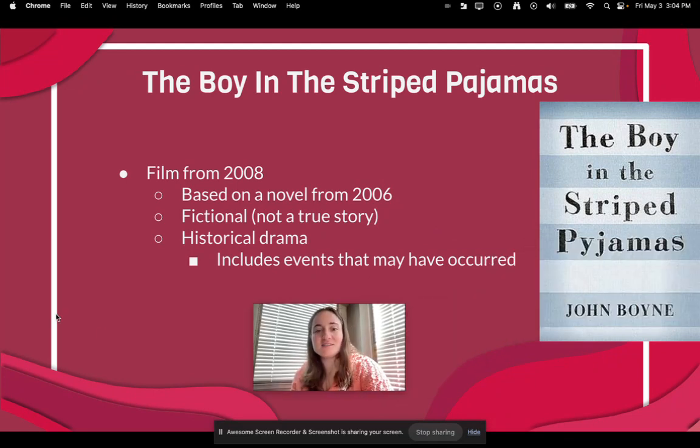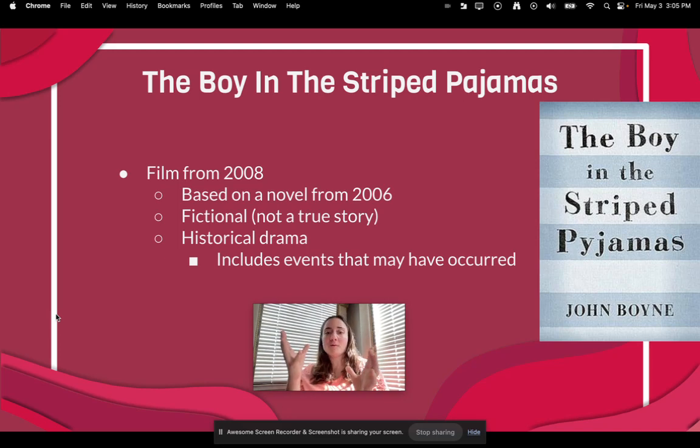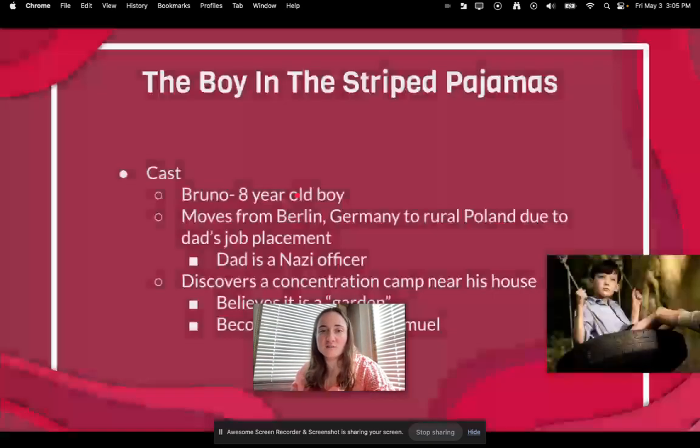So The Boy in the Striped Pajamas is the movie that you all voted for. Well, at least some of you voted for, of the movie that you wanted to watch for this unit. So this film was from 2008. It was based on a novel that came out in 2006. It is a fictional story. It's historical fiction, meaning it is not a true story. This was not an actual person's history, but it was definitely plausible to happen. It includes events that may have occurred to someone at some time, but otherwise it is fictional.